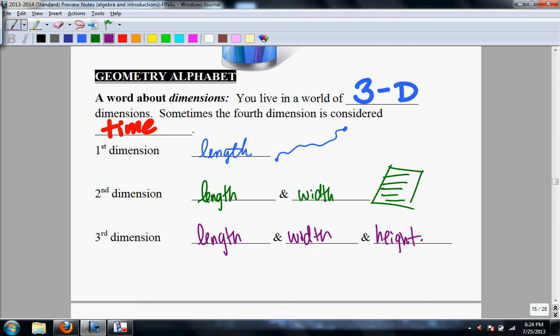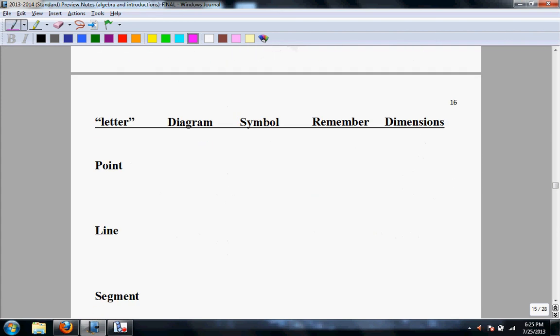When we measure units in the first dimension, we use singular units, such as centimeters. When we work in the second dimension, we use squared units, such as centimeters squared. When we work in the third dimension, we use cubed units, which would be centimeters cubed. For the first semester of geometry, we're going to limit ourselves almost exclusively to the first and second dimension. Almost. Let me introduce to you the alphabet of geometry.